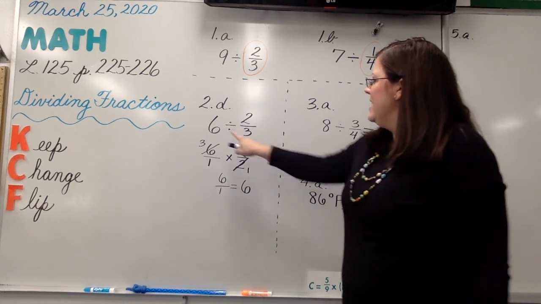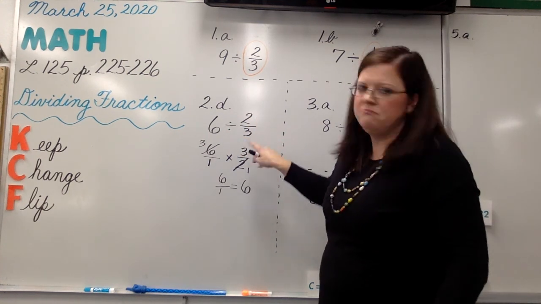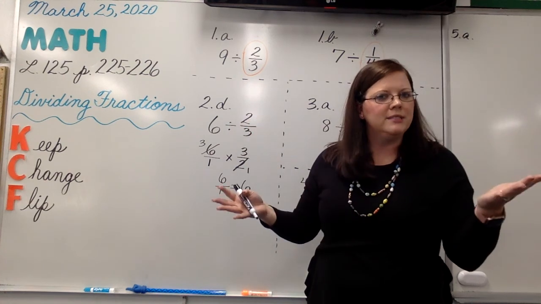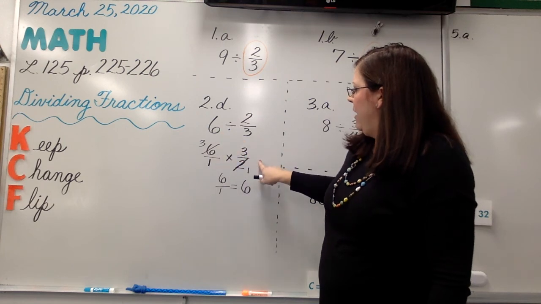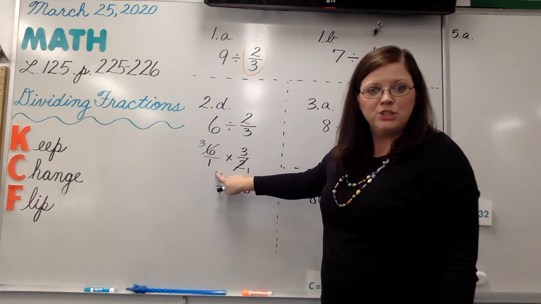Let's take a look. 6 divided by 2/3. Nothing wrong with that. That's just the problem as it is. They remembered that they could only divide a fraction by a fraction, so they made 1, fraction bar 1.